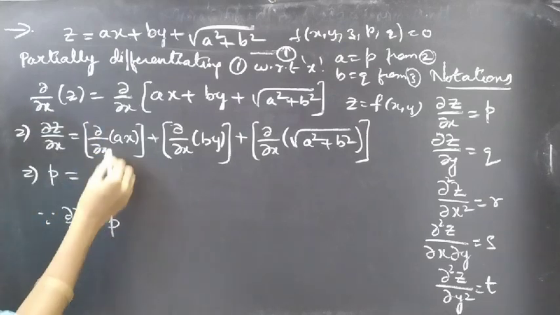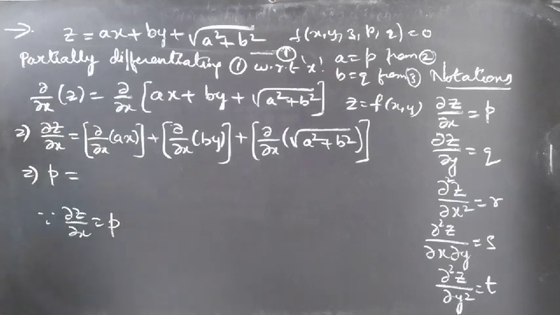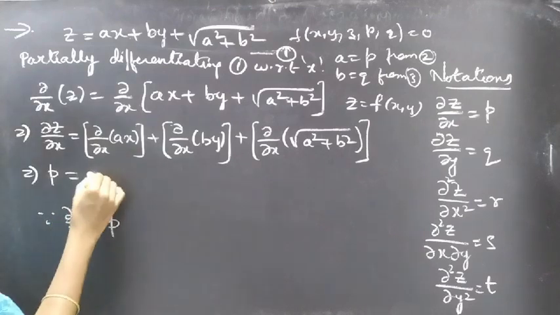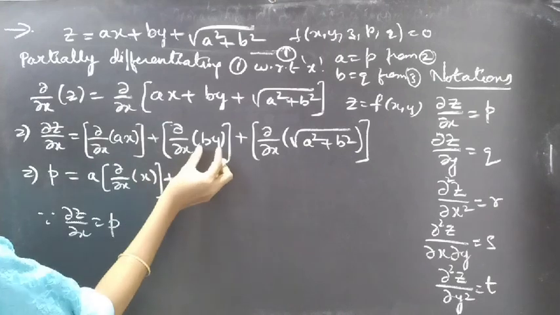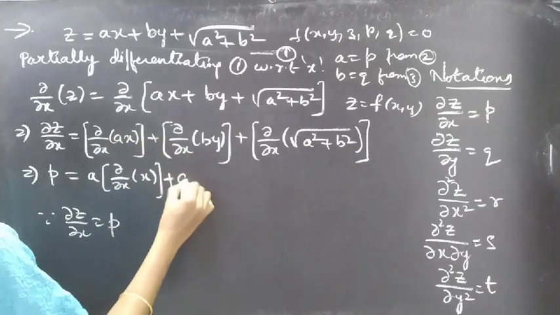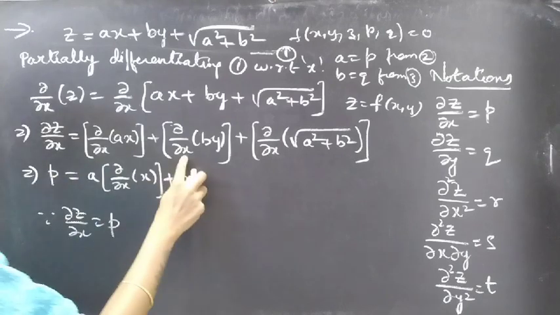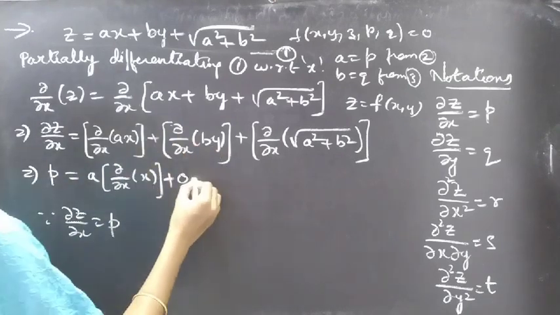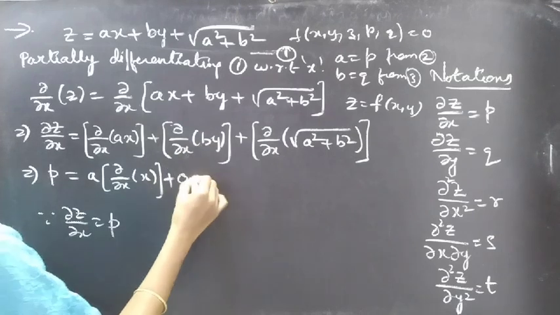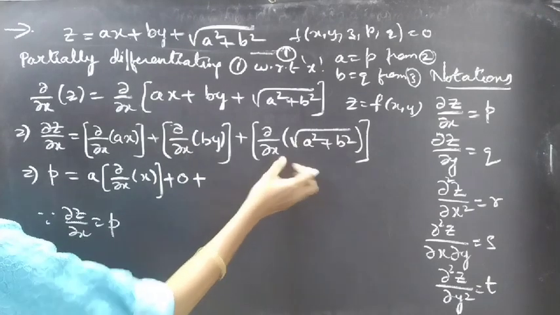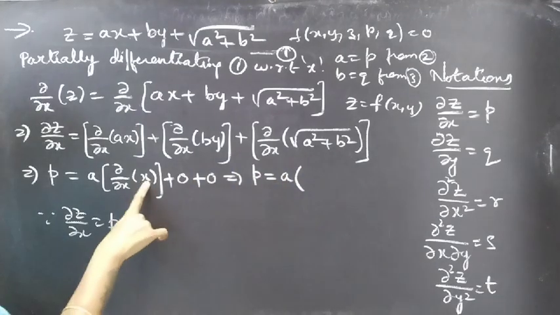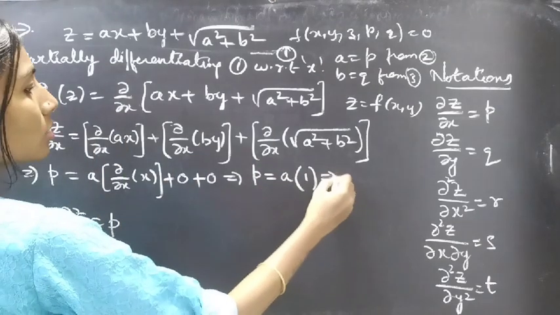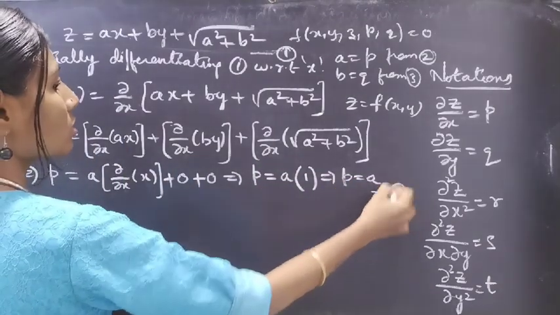You'll get p equal to... here we are differentiating partially with respect to x, so y will be treated as constant. So we'll write this as a into the partial derivative of x with respect to x, plus the partial derivative of a constant with respect to x, which is 0, plus the partial derivative of a constant with respect to x, 0. This gives us p equal to a into the partial derivative of x with respect to x, which is 1. So p equal to a, which is considered as equation 2.